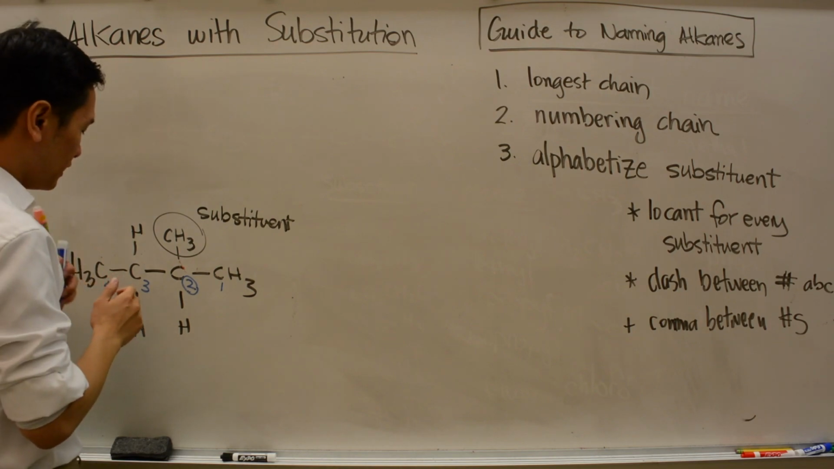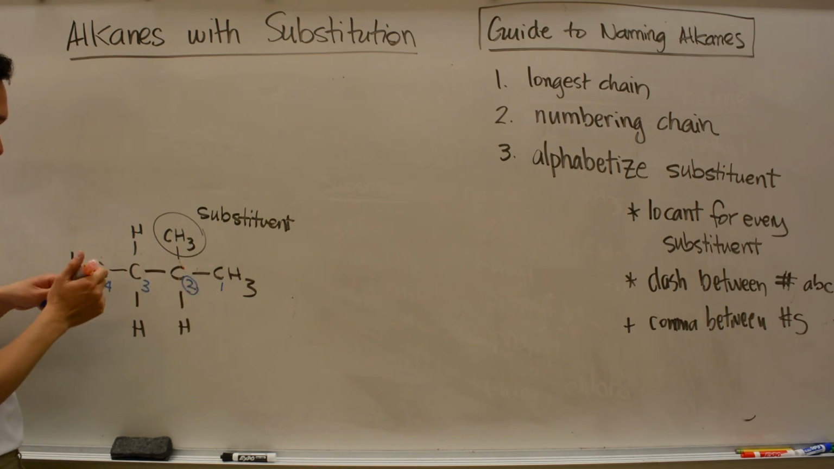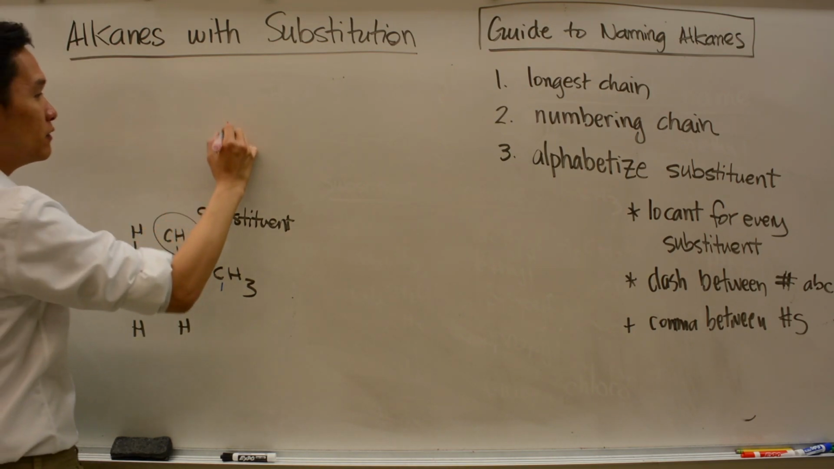Okay, so let's do this one. What is our longest chain again? It's 4. What's the name of a 4? 4 is butane.